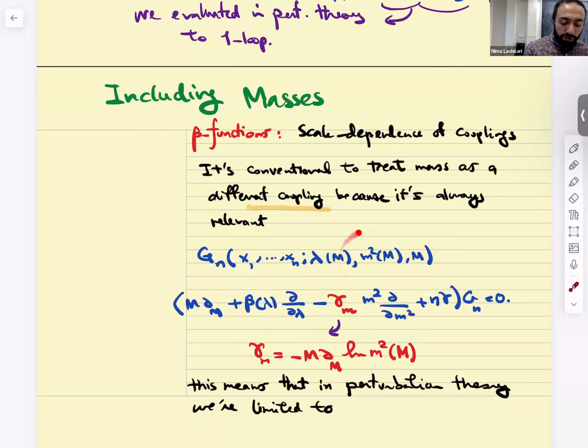Which means that this is just a trivial generalization of what we had before. You're going to end up with gamma m squared del m squared, right? And this gamma m is the response, minus M dM of ln of m squared. Good?